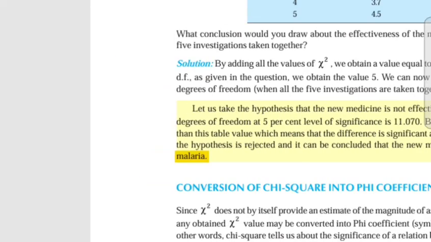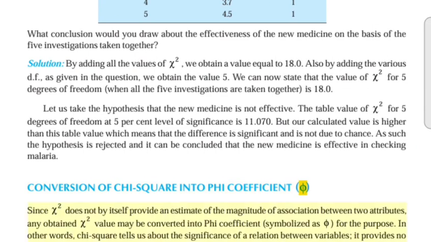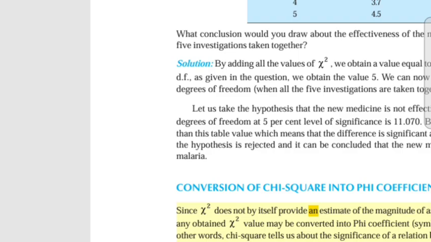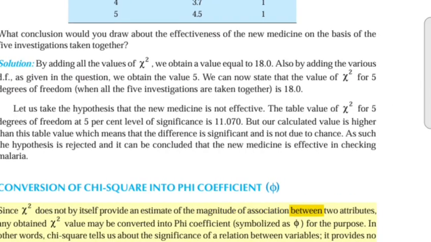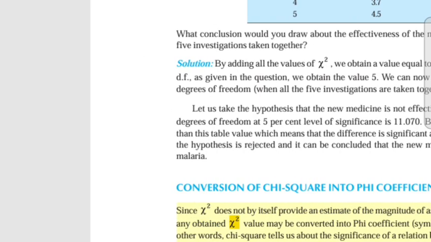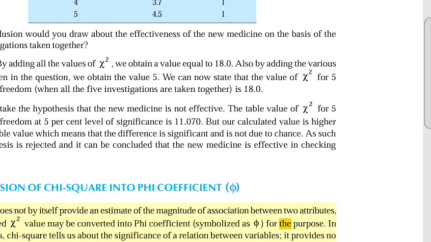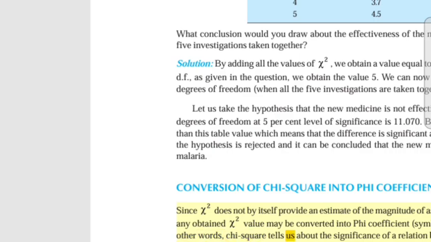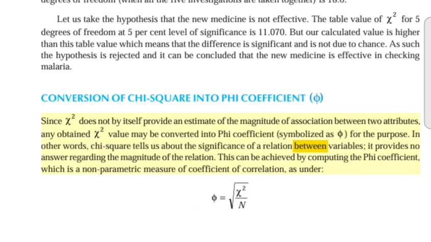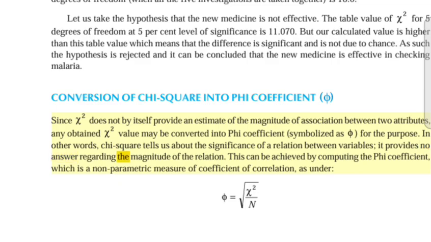Conversion of chi-square into phi coefficient. Since Chi2 does not by itself provide an estimate of the magnitude of association between two attributes, any obtained Chi2 value may be converted into phi coefficient, symbolized as phi, for the purpose. In other words, chi-square tells us about the significance of a relation between variables. It provides no answer regarding the magnitude of the relation. This can be achieved by computing the phi coefficient, which is a non-parametric measure of coefficient of correlation, as under: phi equals the square root of Chi2 divided by N.